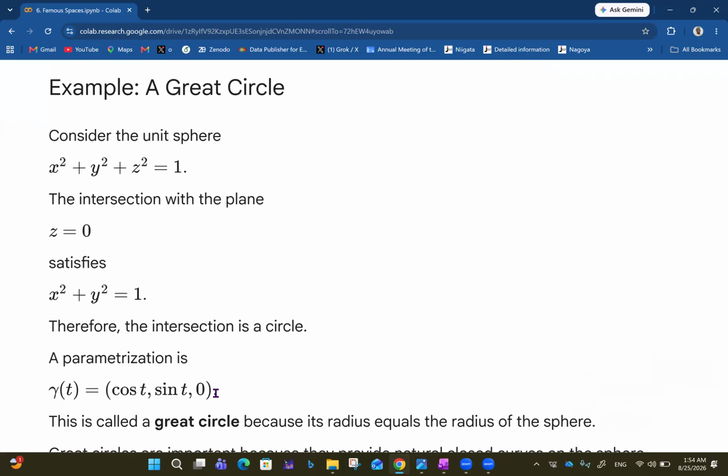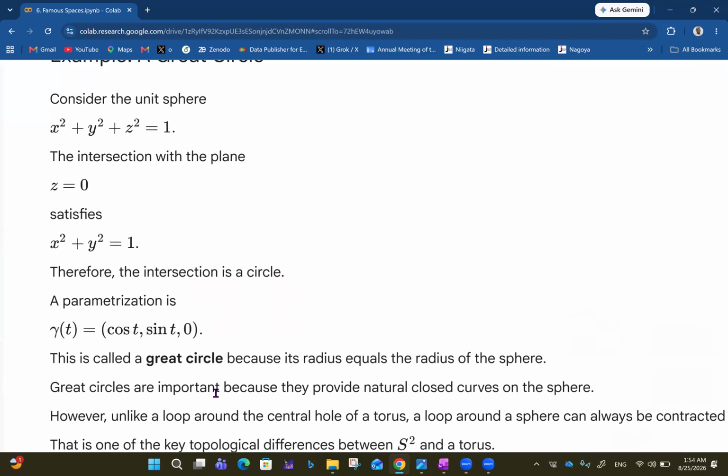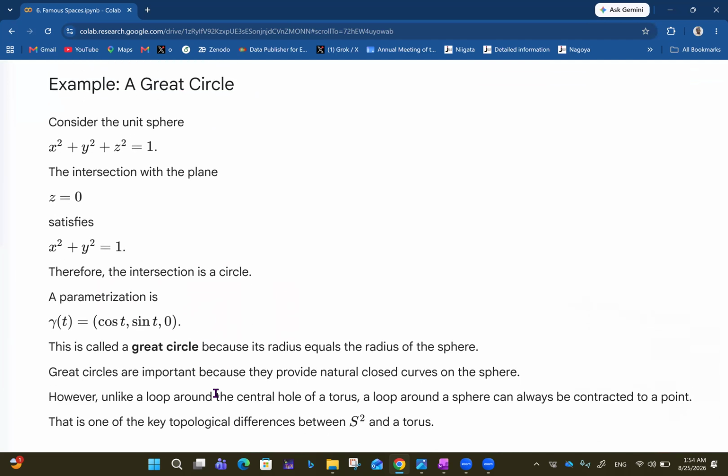For example, talking about a great circle, in geography, we talk about the great circle distance along the earth, and all of that when we talk about latitudes and longitudes. Consider the unit sphere, x² + y² + z² = 1. The intersection with the plane z = 0: when z is 0 here, it becomes a circle with radius 1. Therefore, the intersection is a circle. A parameterization is γ(t) = (cos t, sin t, 0). This is called a great circle because its radius equals the radius of the sphere.